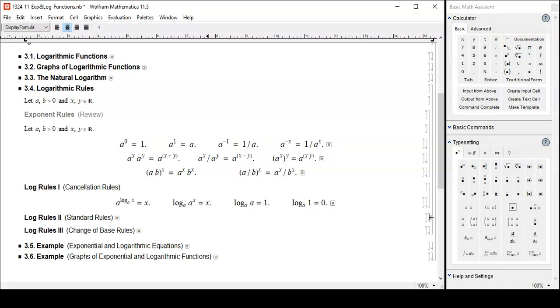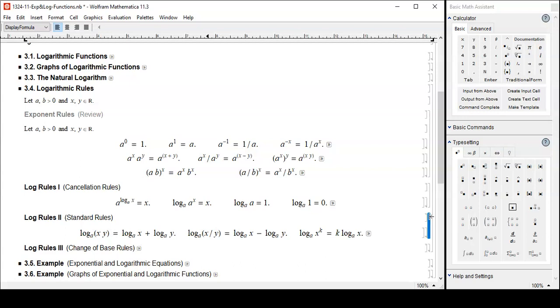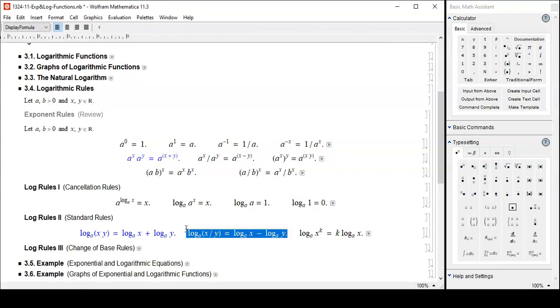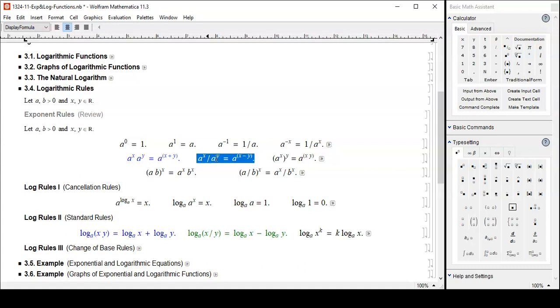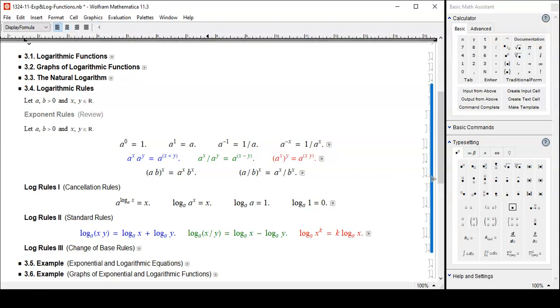All right, next, the standard rules. These are called standard because these really are standard. It turns out that the first log rule here, which I'm highlighting in blue, comes from this exponent rule, the second from the second rule, and the third comes from the third rule. But exactly how they are associated, how you prove those, I'm going to skip that part.